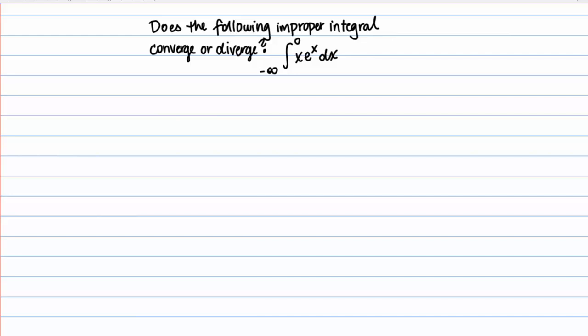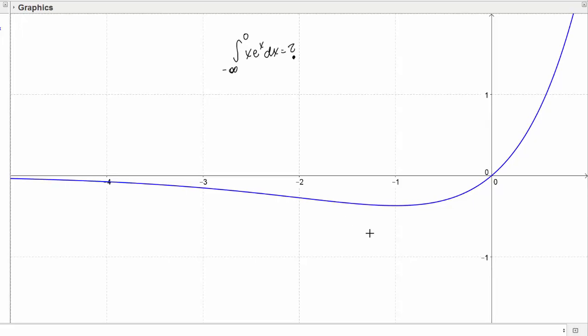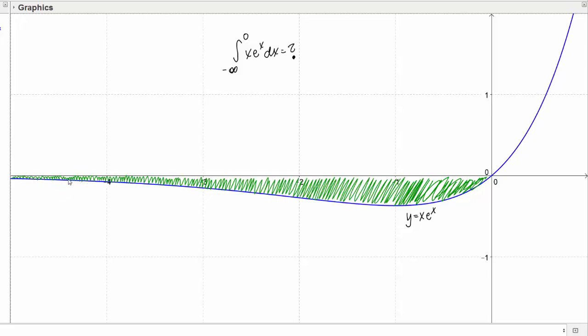So to get a sense of what we're being asked here, let's just quickly look at the graph of this function. So here in blue, I have the graph of the function x e to the x. And what we're interested in is the definite integral from negative infinity to 0. So what this is asking us then is for the net area bounded by this curve between the x values of negative infinity and 0. So if I were to shade that area in, it'd look like this. Except it continues on to the left here forever.